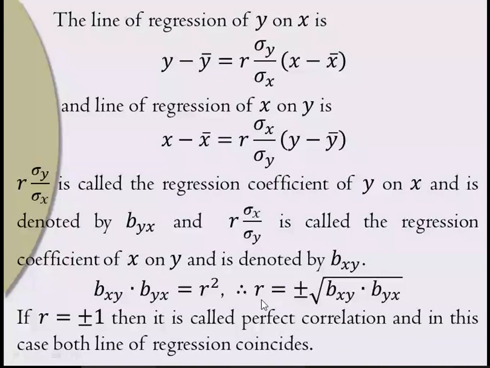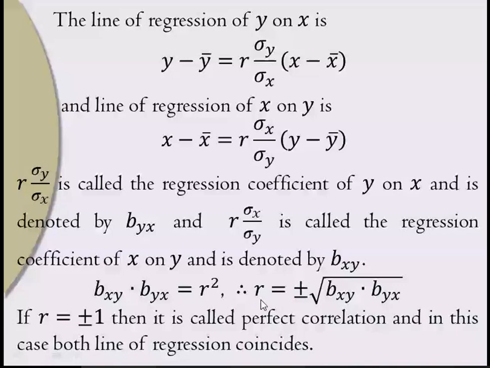Now, how to decide the sign of R? We have to decide the sign of R depending on the sign of bxy and byx. If both bxy and byx are positive, take R positive. If both bxy and byx are negative, take R negative. We cannot have one negative and one positive, because the square root of a negative product will become imaginary. So both must be positive or both must be negative. Both positive, take R positive. Both negative, take R negative.